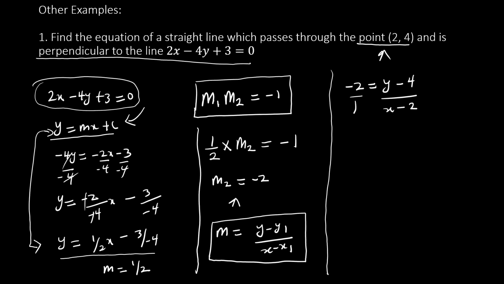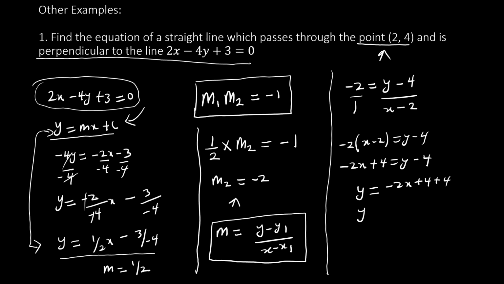Cross multiplying, we have -2 bracket x minus 2 equal to y minus 4. This is -2x plus 4 equal to y minus 4. And this is y equal to -2x plus 4 plus 4, and this is y equal to -2x plus 8. And that is the equation of the line. y equal to -2x plus 8 is the equation of the line we are looking for.